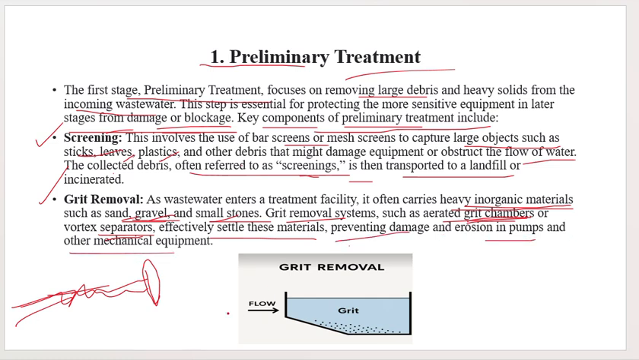Here I have taken one diagram. This is the incoming flow of wastewater. As soon as it enters, there will be an aerated chamber. Sand, gravel, and stones settle down at the bottom of the tank. Later, they are removed through a mechanical process. This is how sand, gravel, and stone are removed through the grit removal chamber. Okay, so this is preliminary treatment. In the first stage, the large debris and materials present in wastewater are removed.